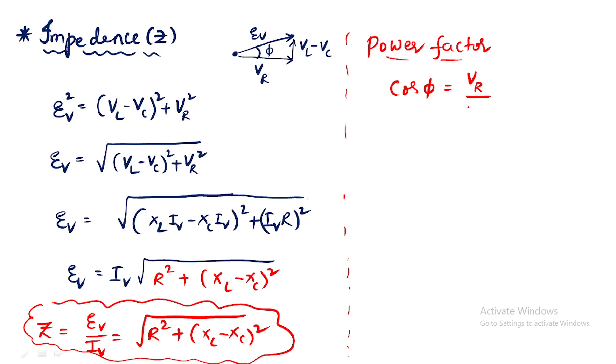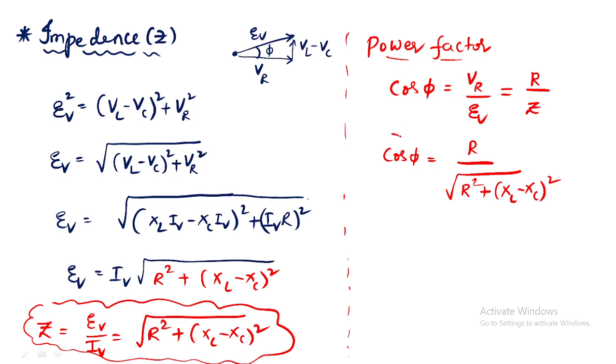VR, voltage across the resistor, divided by the total voltage E. Can I write like that? Yes or no? Then after this we can also write resistance divided by impedance. So cos phi is equal to R divided by the square root of R squared plus (XL minus XC) whole squared. That will be your power factor. Got it?